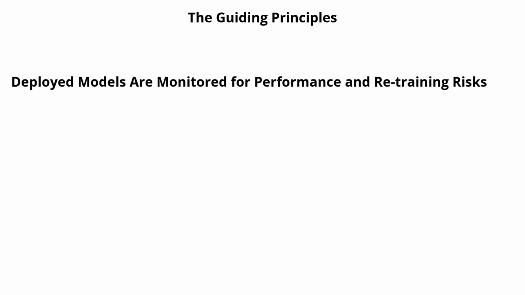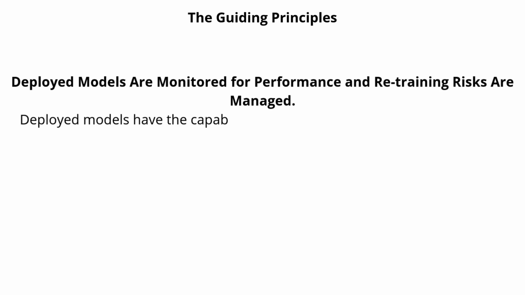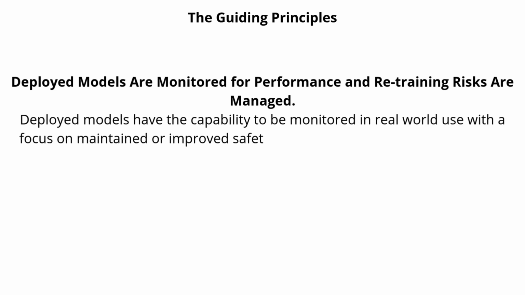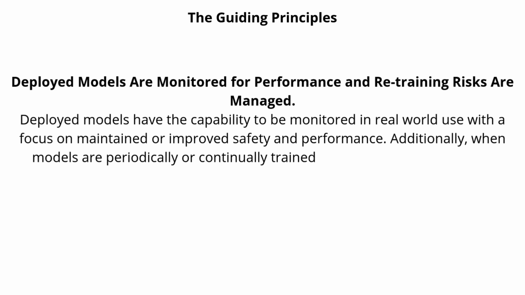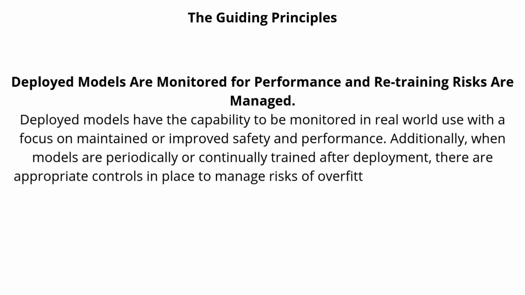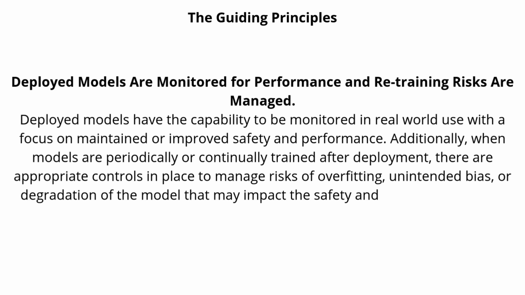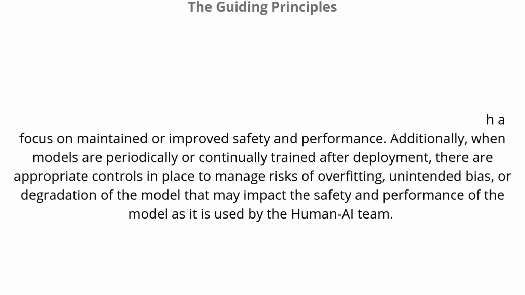Deployed models are monitored for performance and retraining risks are managed. Deployed models have the capability to be monitored in real-world use with a focus on maintained or improved safety and performance. Additionally, when models are periodically or continually trained after deployment, there are appropriate controls in place to manage risks of overfitting, unintended bias, or degradation of the model that may impact the safety and performance of the model as it is used by the human-AI team.